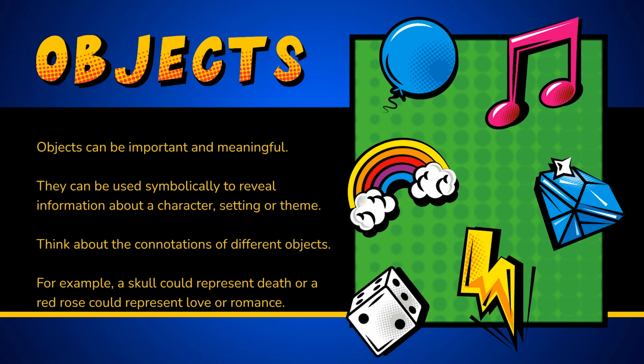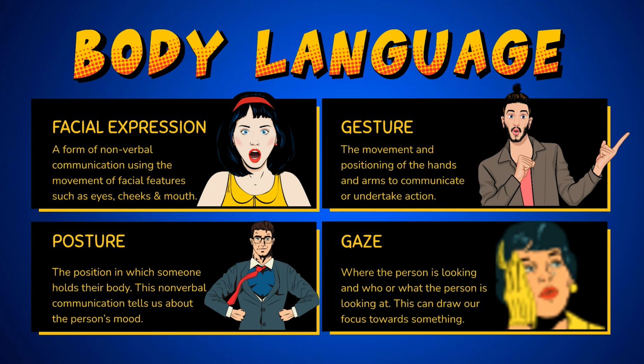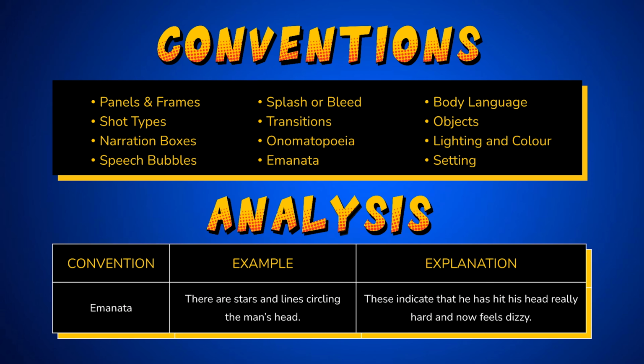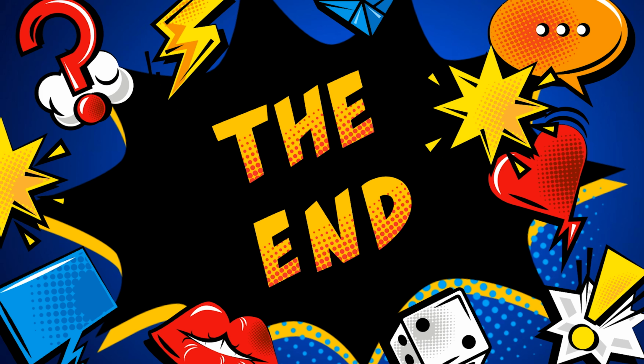Objects also carry symbolic meaning in comics. By choosing specific items, creators can offer deeper insights into a character's identity, the setting, or the overarching theme of the story. Nonverbal character communication is also vital. This includes facial expressions, body posture, gestures, and gaze, all of which provide important cues about a character's internal state and reactions. To help with your analysis, refer to this summary checklist covering panels, shot types, narration, speech, transitions, and the various stylistic elements we have discussed today. Thank you for joining this exploration of comic book design. By understanding these conventions, you can better appreciate the craft behind your favorite visual stories.